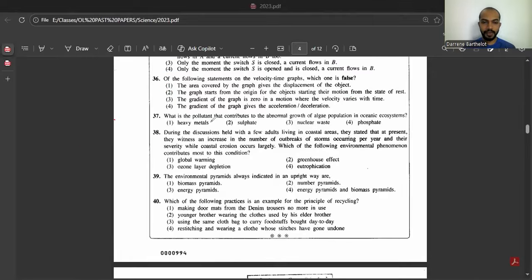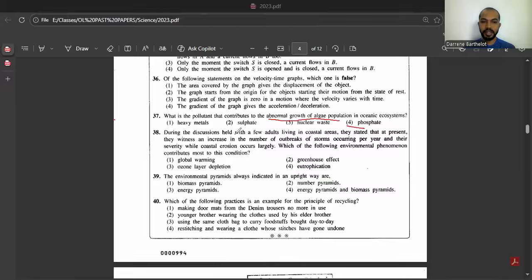Question number 37. What is the pollutant that contributes to abnormal growth of algae population in an oceanic ecosystem? Abnormal growth of algae population means it's a state called eutrophication. For eutrophication, what do you need? Phosphate and nitrate ions are needed. So it should be answer number 4. These are very easy MCQs. You can directly get the answer if you know the theory well.